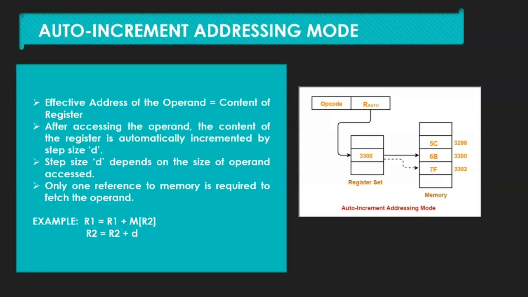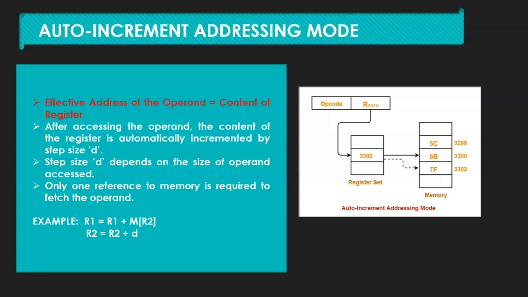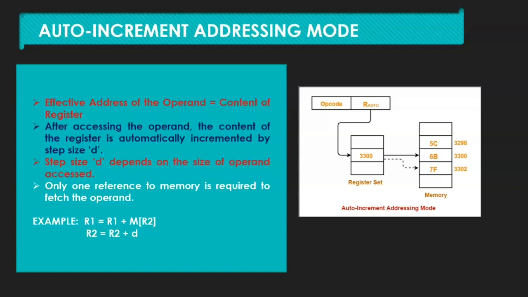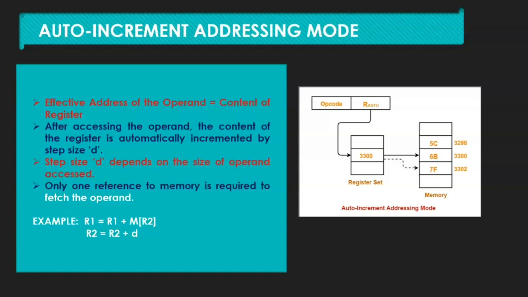In the auto increment addressing mode, the effective address of the operand is equal to the content of the register. After accessing the operand, the content of the register is automatically incremented by the step size D. D depends on the size of the operand accessed. Only one reference to memory is required to fetch the operand.